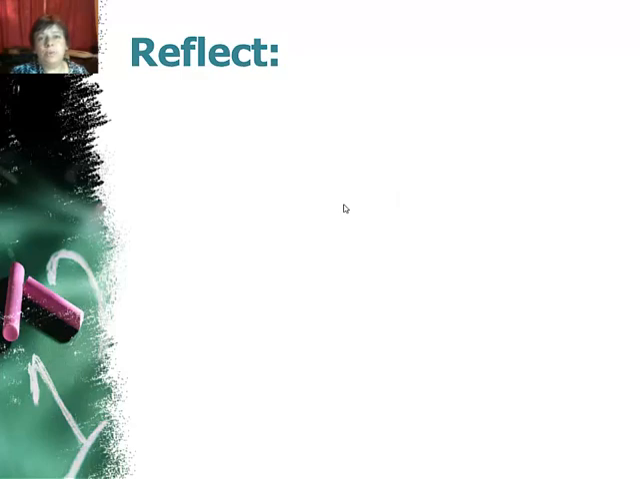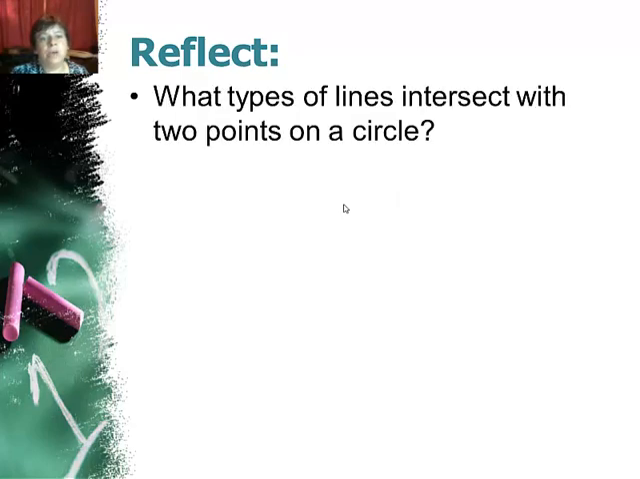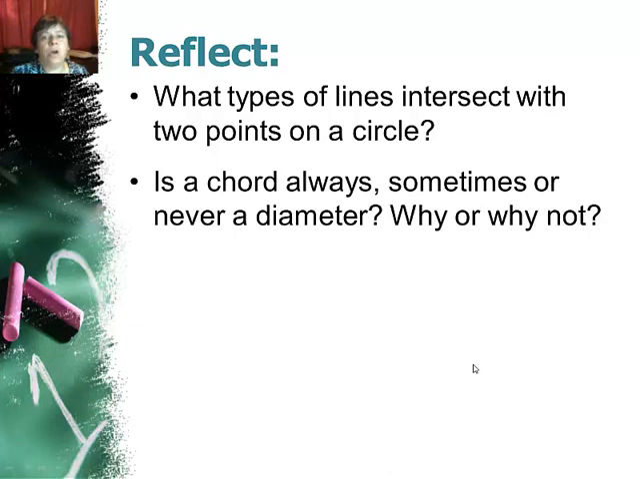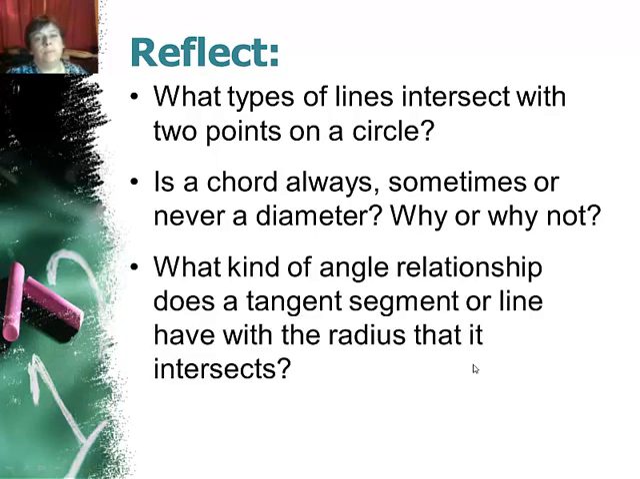So some things to reflect on for this section of notes. What types of lines intersect with 2 points on a circle? We were primarily talking about secants. Is a chord always, sometimes, or never a diameter? Why or why not? So remember, we found out that diameters are always chords. Chords are sometimes diameters because they don't have to go all the way across through the center. They can go through any 2 points on the circle.